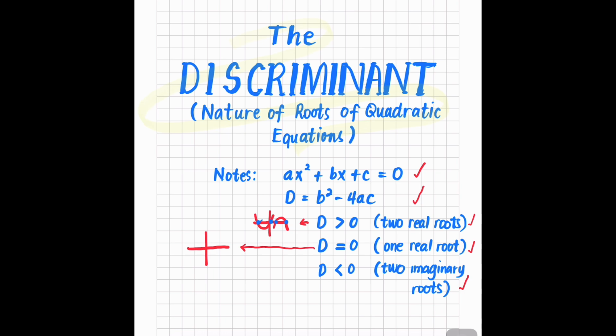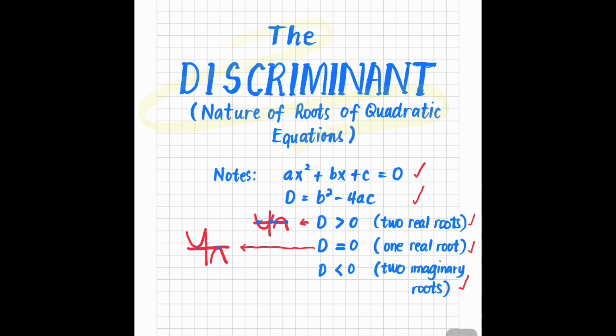So for example, the graph can be like this, or it can be like this. So that only means that if the discriminant is equal to 0, there will only be one point that the parabola will touch on the x-axis because it has one real root coming from the discriminant that is equal to 0.